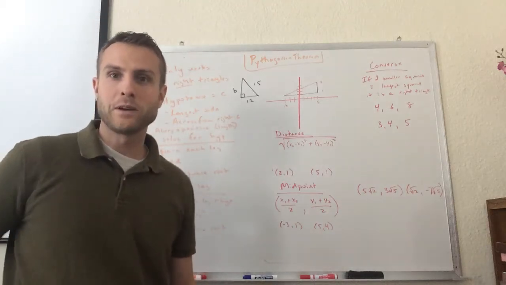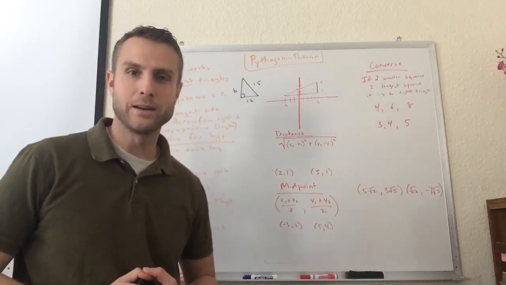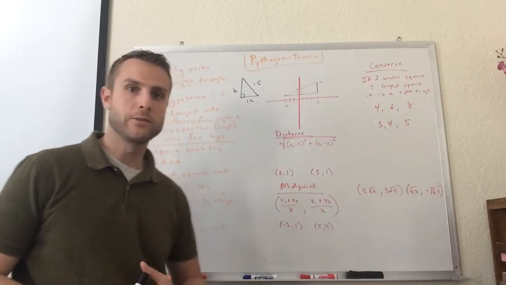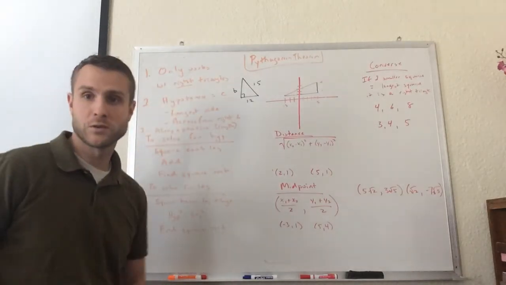All right, we're doing 11.6 now. We're talking about the Pythagorean theorem. Hopefully you guys remember this from junior high, but if not, let's just really quickly review some things about the Pythagorean theorem. Number one, it only works with right triangles.